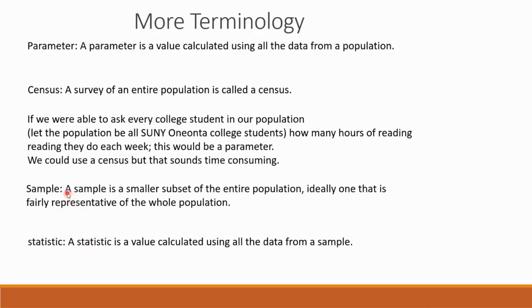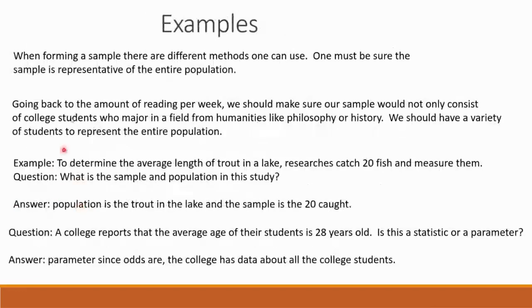Now, how do we actually make such a sample? How many people do we include in the sample? People or objects, I should say. That's not obvious. There are different methods to form a sample. But the whole point is, this is what I was saying before. It's on the slide here, so I'm not going to say it again. You want it to be representative of the entire population.